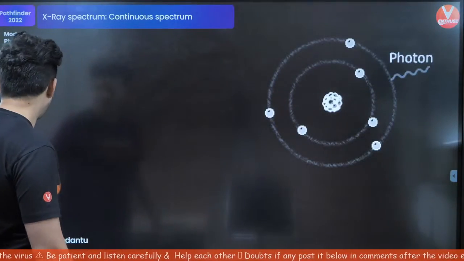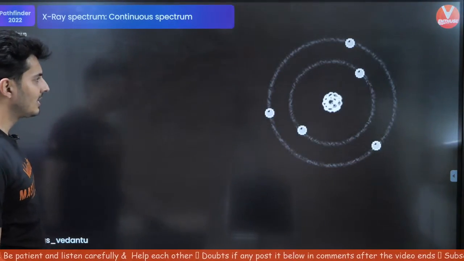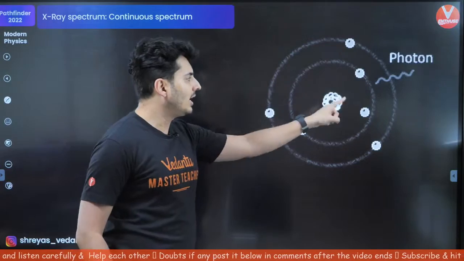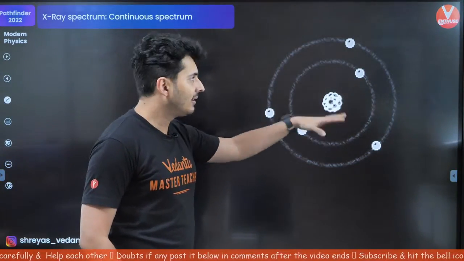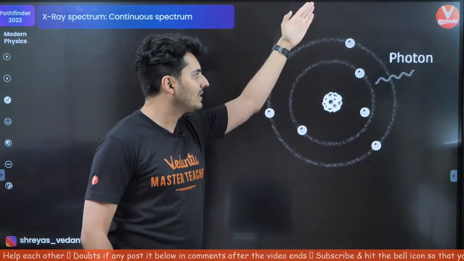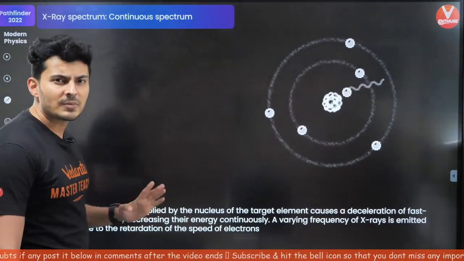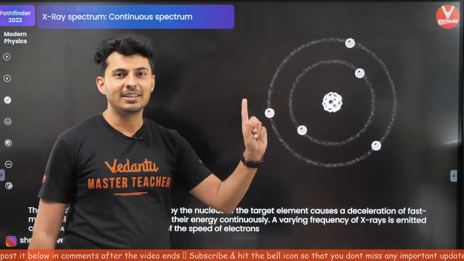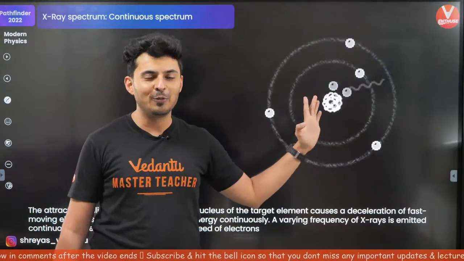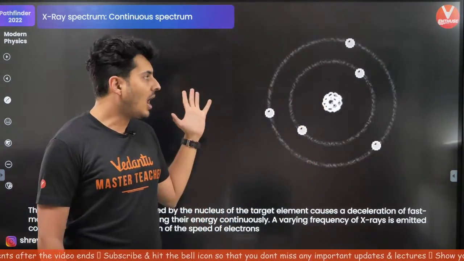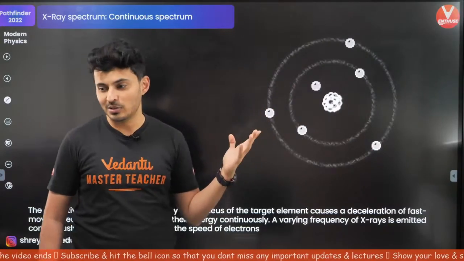Very good. So when the charges get accelerated or decelerated, doesn't matter, a photon is emitted. And these photons are not of a specific wavelength. They are of a variety of wavelengths. The reason is, I don't know how much energy it can lose.